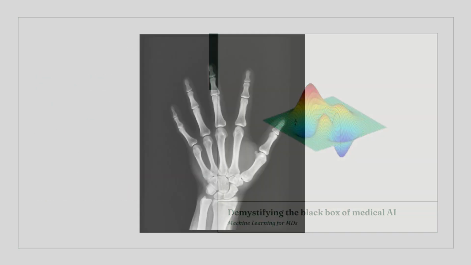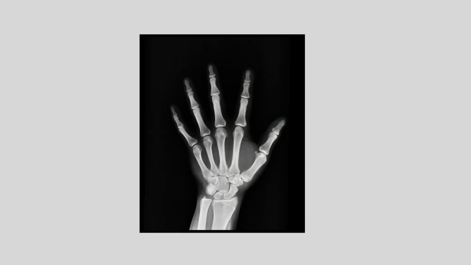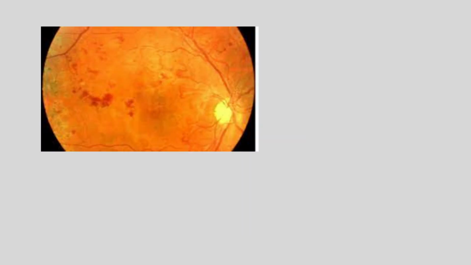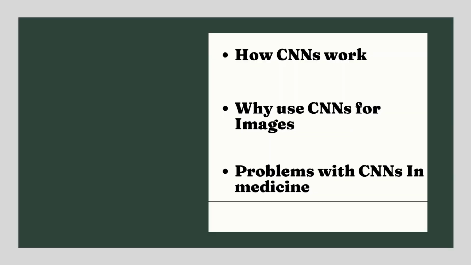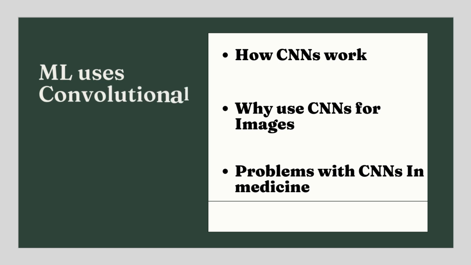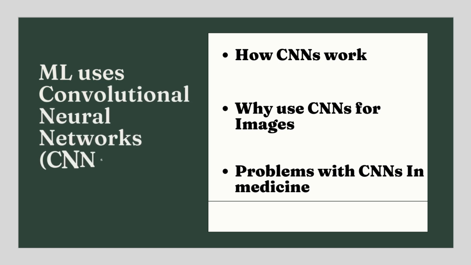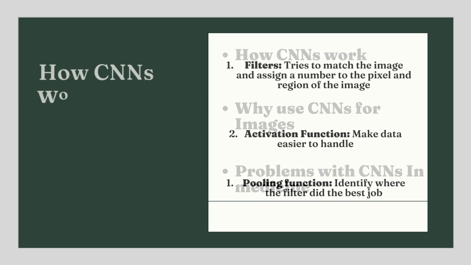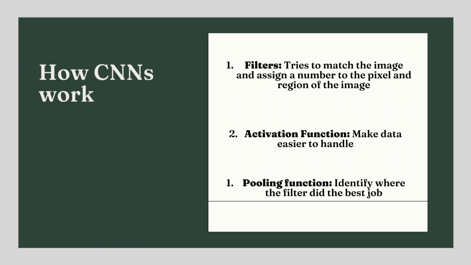Artificial intelligence is used in medical imaging for radiology scans, ophthalmology, and pathology. And how do these things actually work? Machine learning uses a technique called convolutional neural networks to analyze these images. The words convolutional neural networks make it sound super complicated, but they use three main ways to turn images into numbers. First, they use a filter that tries to match the image.